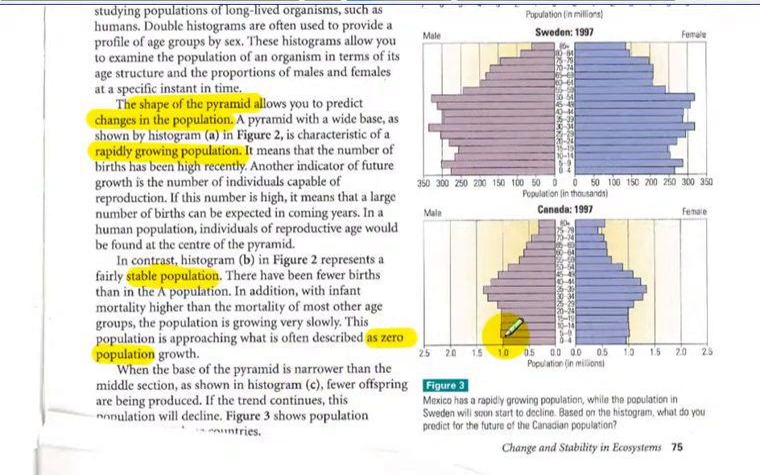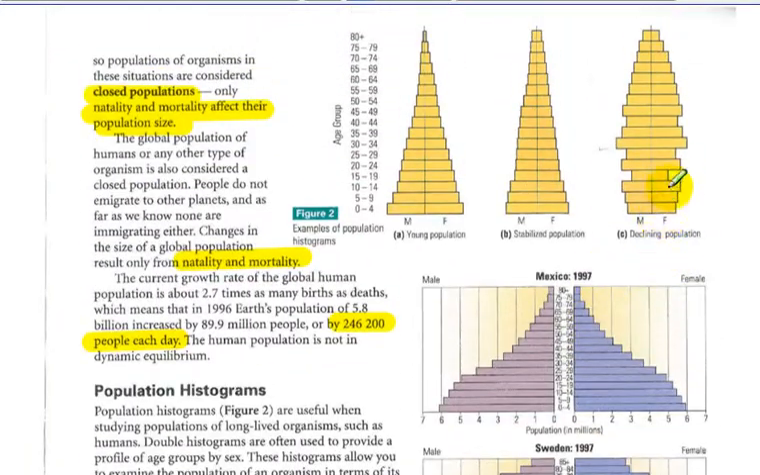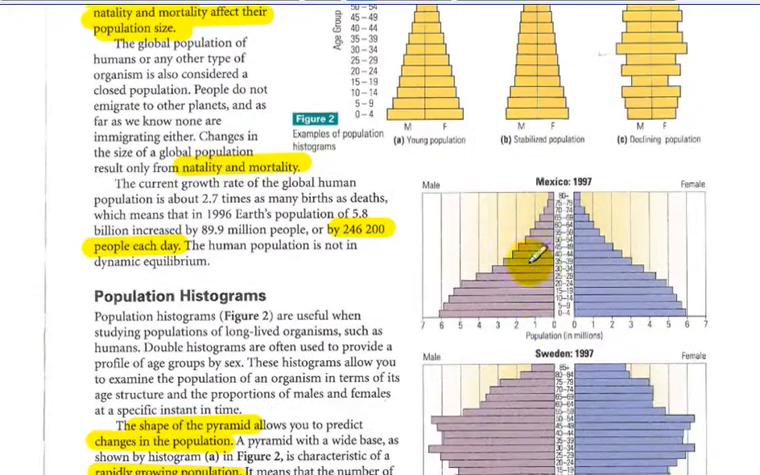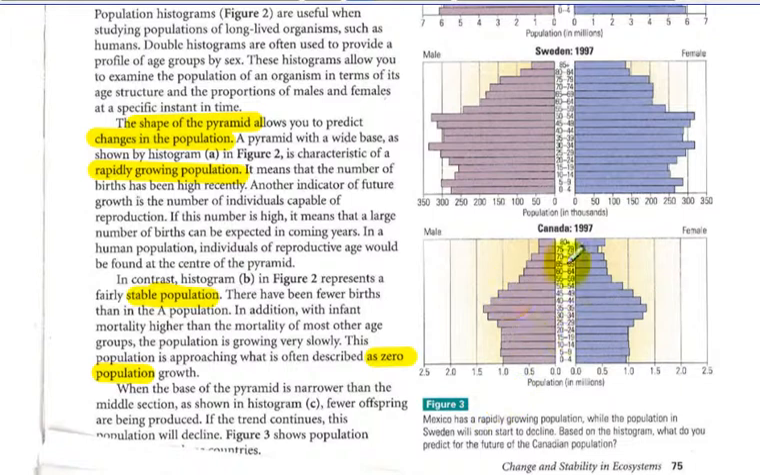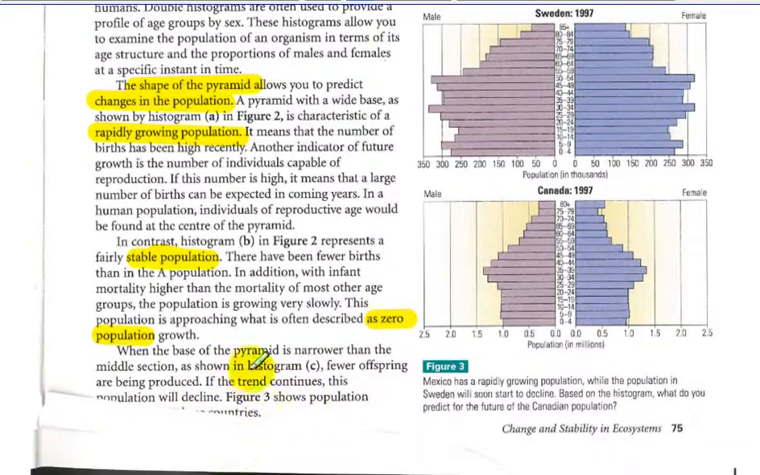When the base of the pyramid is narrower, so here you can see it's narrower here, where most people are in this region here, or if you look at this Canadian one in 1997, it's there too. So it shows a population actually decline.